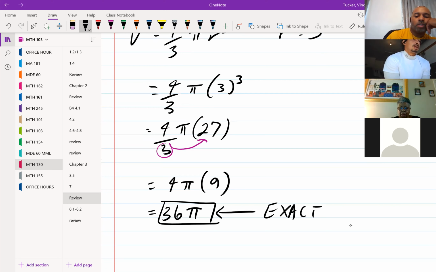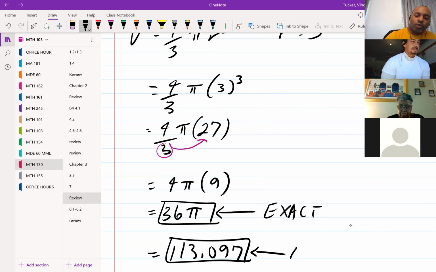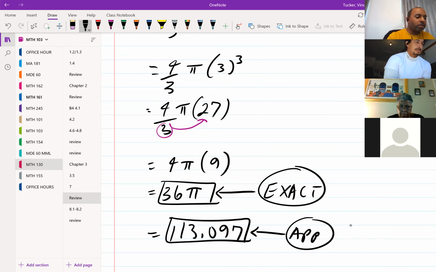All right. So now when you actually use pi, 36 times pi is 113.097. That right there is your approximation. So they should ask you for both of those answers. And that's what it is.